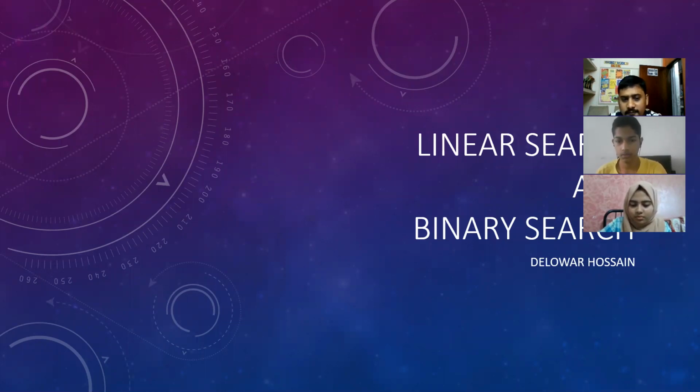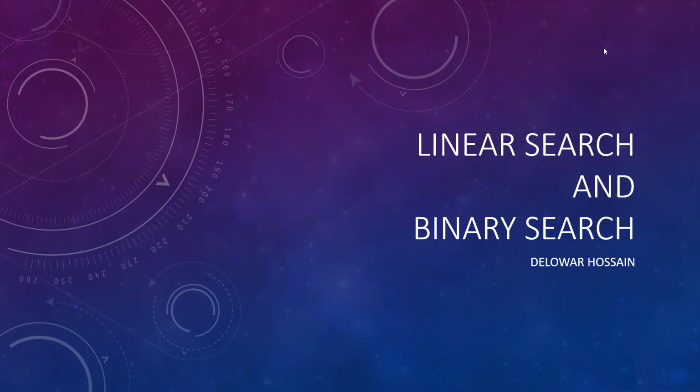According to our books, our syllabus, we have two types of searching. One is binary searching and another is linear searching. So what is linear searching? Linear searching is actually a kind of sequential searching.